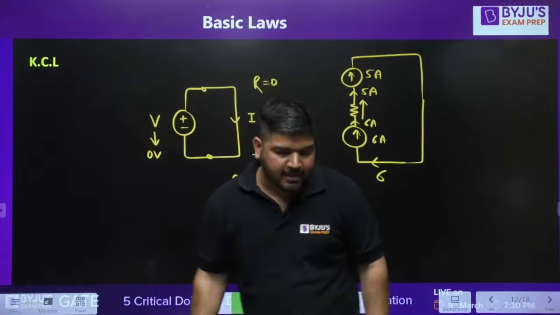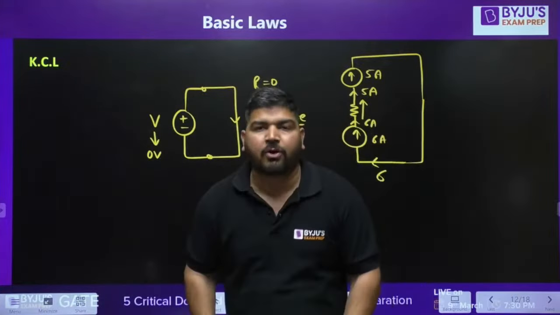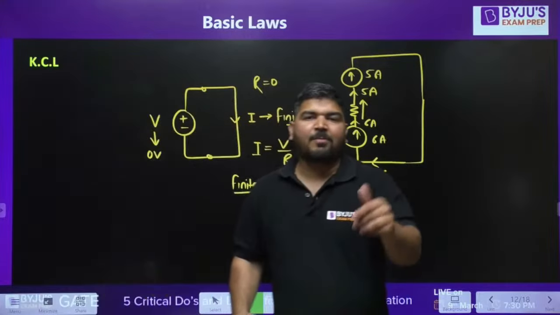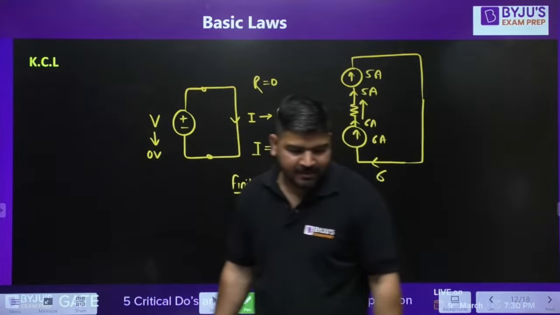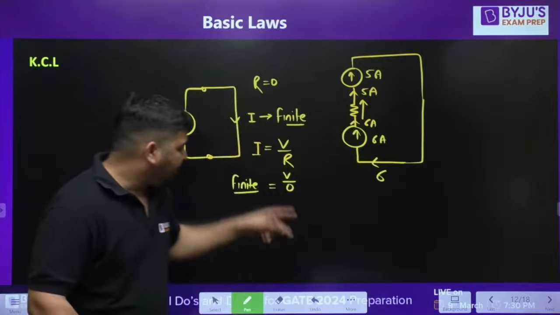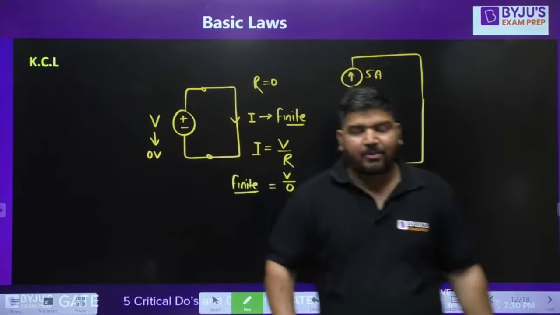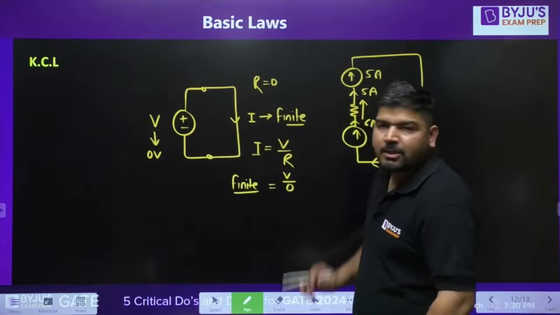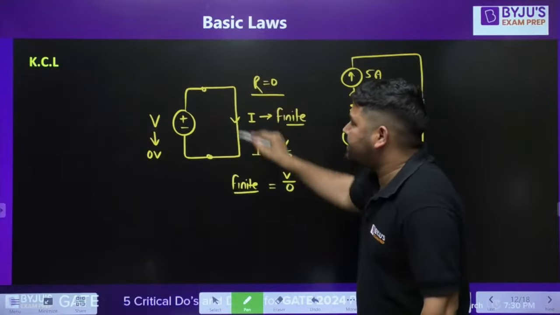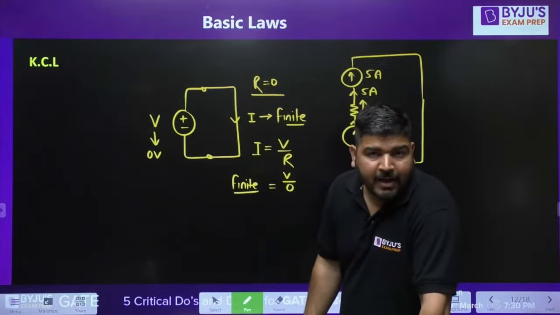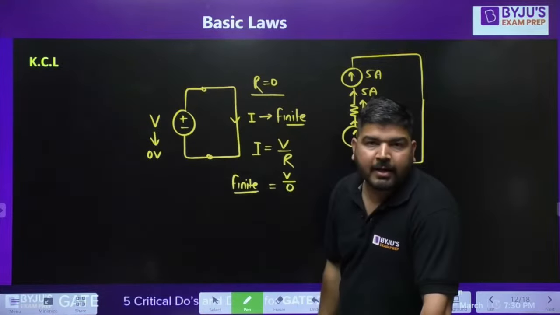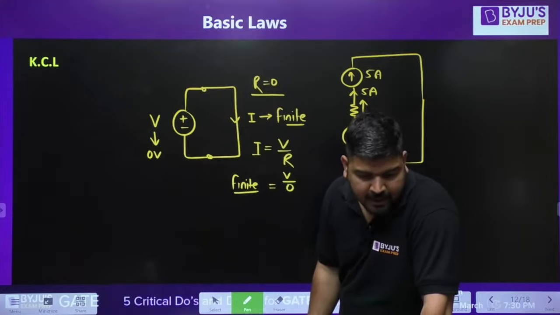If something becomes 0 by 0, we call it indeterminate form. And whenever 0 by 0 form occurs, we apply limits. If you remember, L'Hopital rule. We apply L'Hopital rule, okay? And with the help of this, you can get a finite value. So remember this point. It's a very valid point. If resistance of anything is 0, then you have to apply a 0 voltage difference to get the finite current. I hope it is clear.